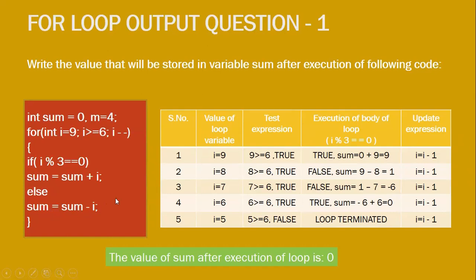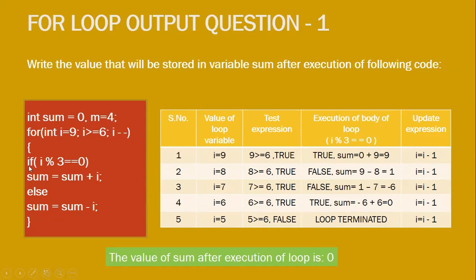be executed. Now the value of sum in the first step was 9, and the value of I is 8. So 9 minus 8 will become 1. So after executing this statement, again the program control will jump to the update expression, that is I is equal to I minus 1. The value of I is 8. So we subtract 1 from it, it will become 7. So in the third iteration, I is equal to 7.